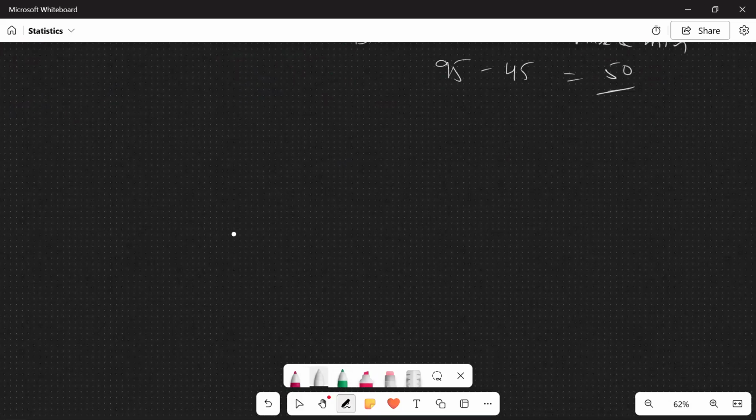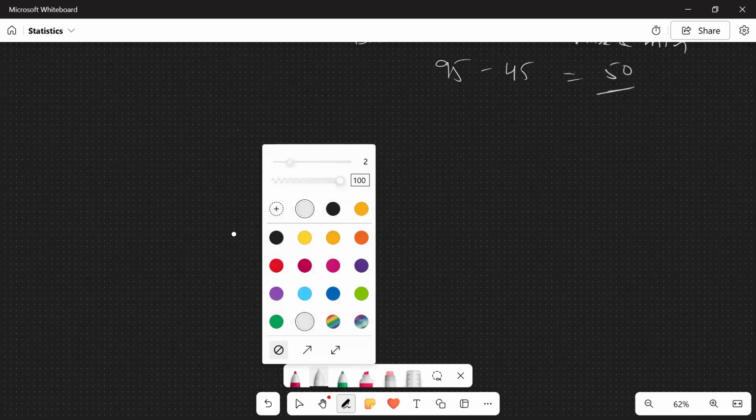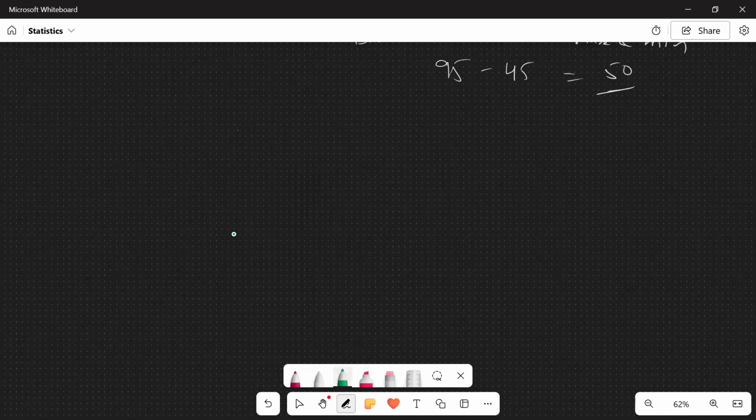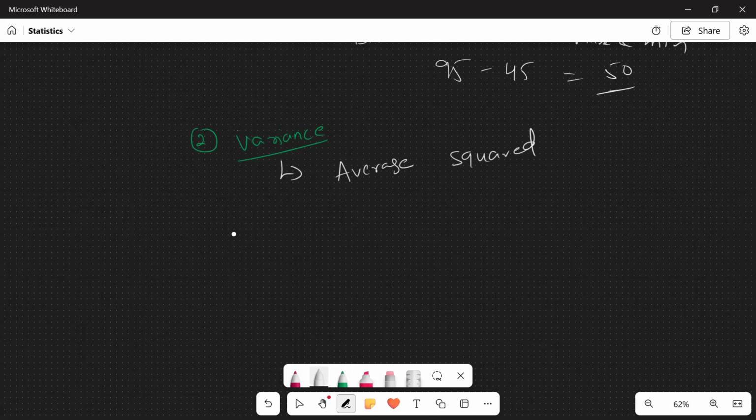Now the second metric, which is variance. What exactly is the variance doing? It is the average squared deviation from the mean. Deviation means how much the data varies from the mean.